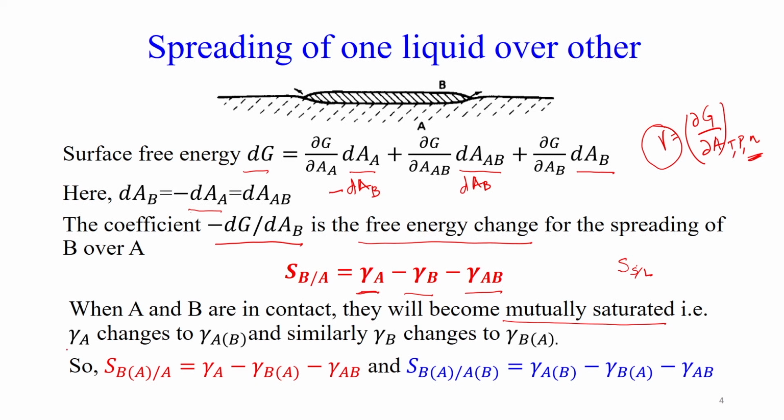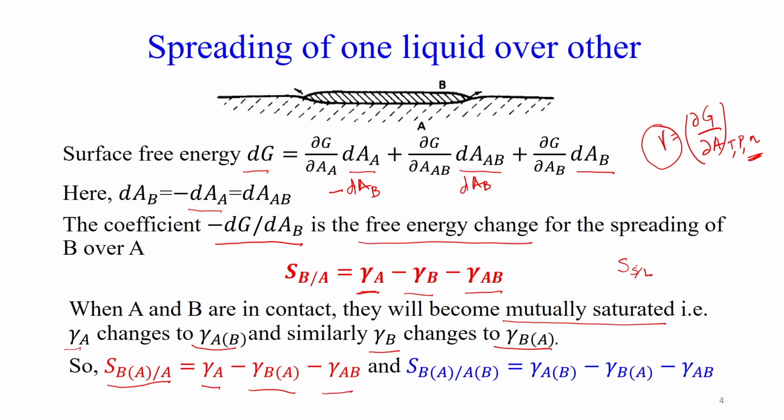So, let us say gamma A changes to gamma A B, and similarly gamma B changes to gamma B A. Accordingly, if the surface tension of A and B is changing, it means the spreading coefficient also changes. So, we define the spreading coefficient S B A, B upon A. Here we are considering the change in the surface tension of gamma B. So, it will be gamma A minus gamma B A minus gamma A B, the interfacial tension.